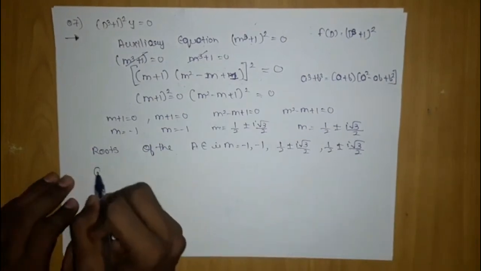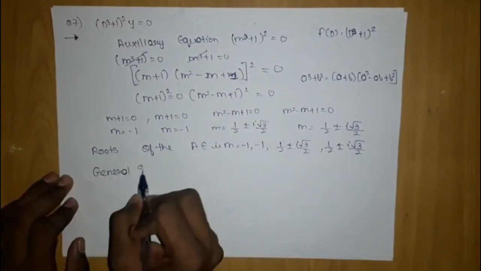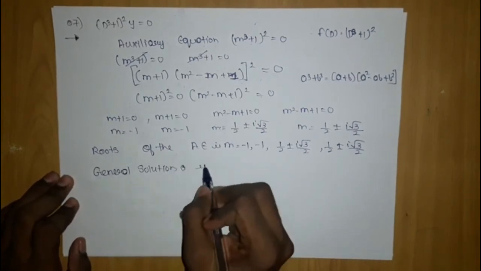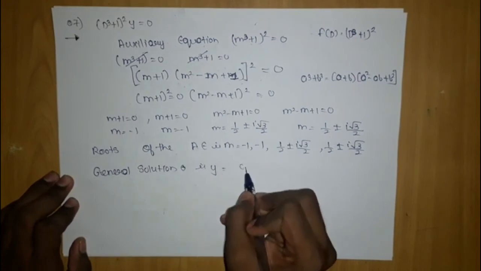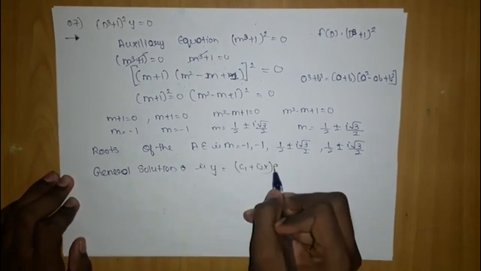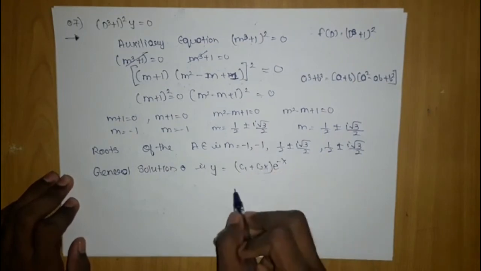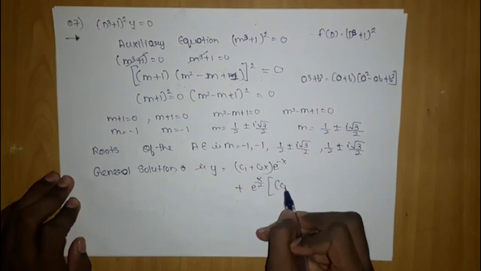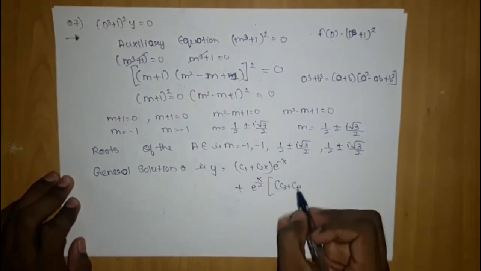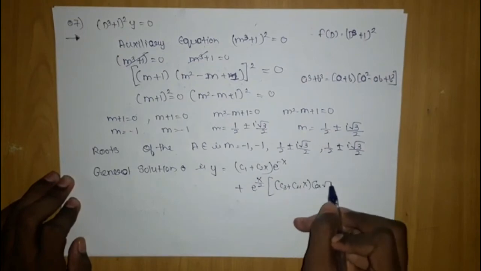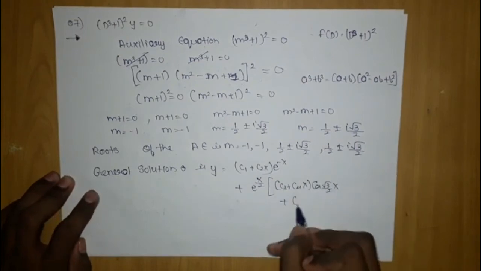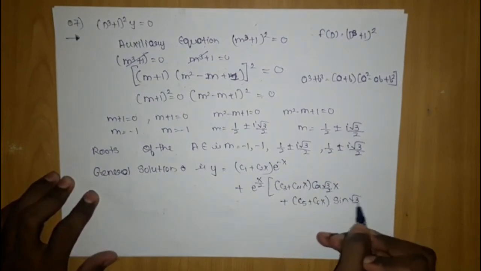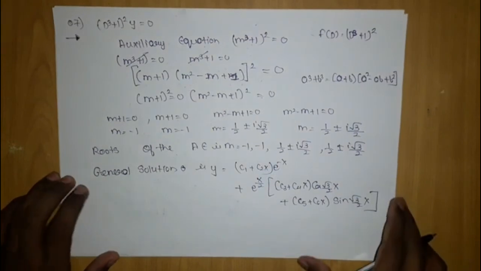Now the general solution is y equal to (c1 plus c2 x) e to the power minus x, since they both are the same, plus e to the power x by 2, since it is 1 by 2, bracket (c3 plus c4 x) cos root 3 by 2 x plus (c5 plus c6 x) sin root 3 by 2 x. So this is our required answer.